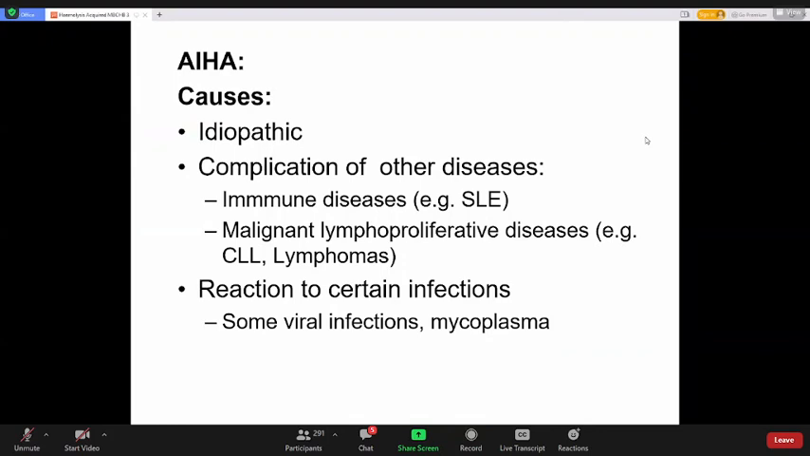And then, like in mycoplasma, a different bacterial infectious organism that gives you what is called mycoplasma pneumonia, we know that patients who have mycoplasma pneumonia can also develop autoimmune hemolytic anemia. So those are some of the medical conditions that are associated with patients developing immune antibodies against own red cell antigens.